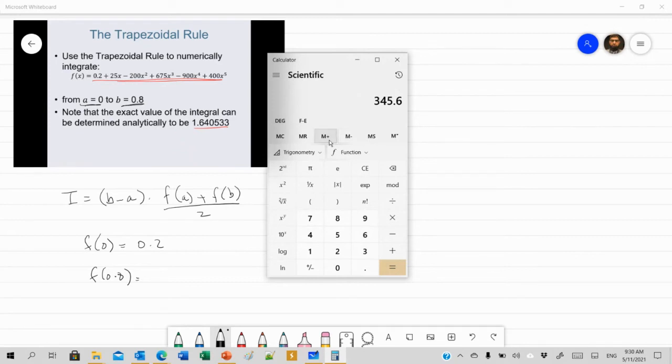I have minus 900 x to the power 4, so I have 0.8 to the power 4 multiplied by 900, minus, I add that to the memory. And I have 0.8 to the power 5 multiplied by 400, and I add that to the memory, and I get 0.232.